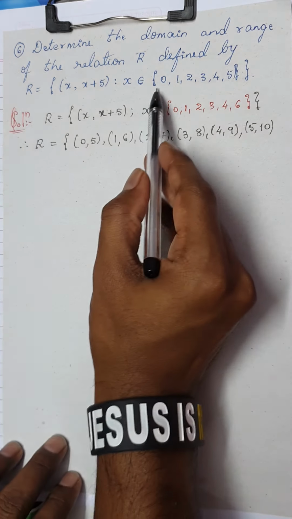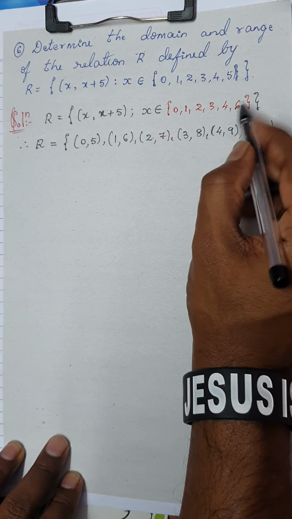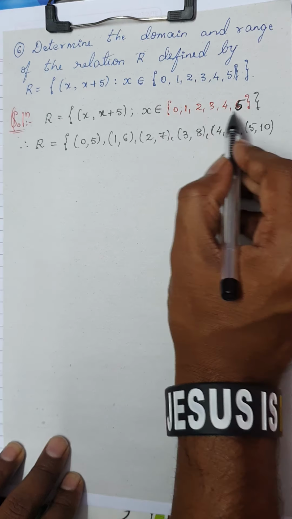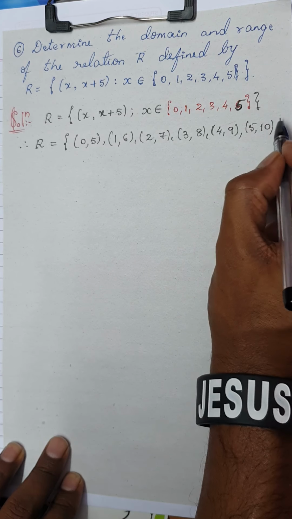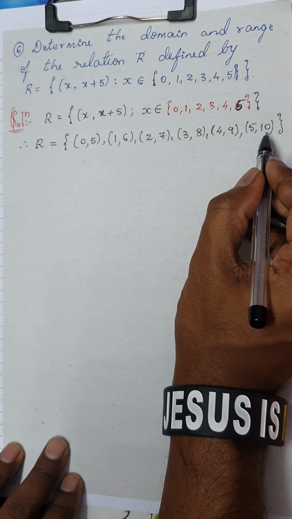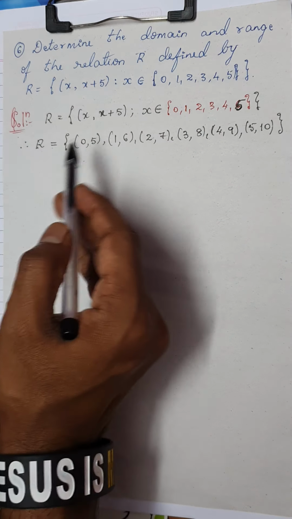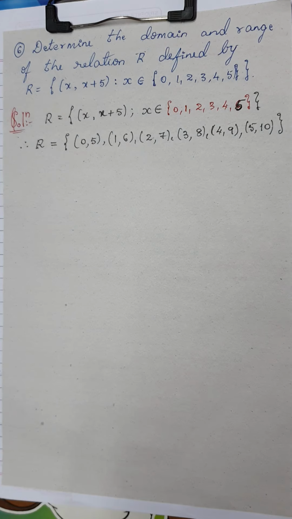Sorry students, the set is 0 to 5, only 6 is not there. This is actually 5: 0, 1, 2, 3, 4. So I can only take x is equal to 5. So for 5, the y element is 10. This completes our relation. So once the relation is ready, you can easily write the domain and range.